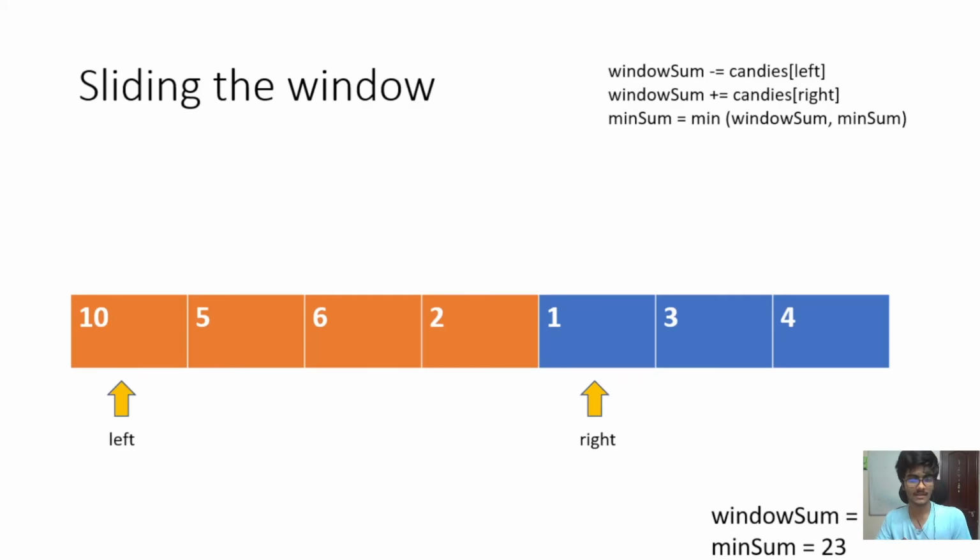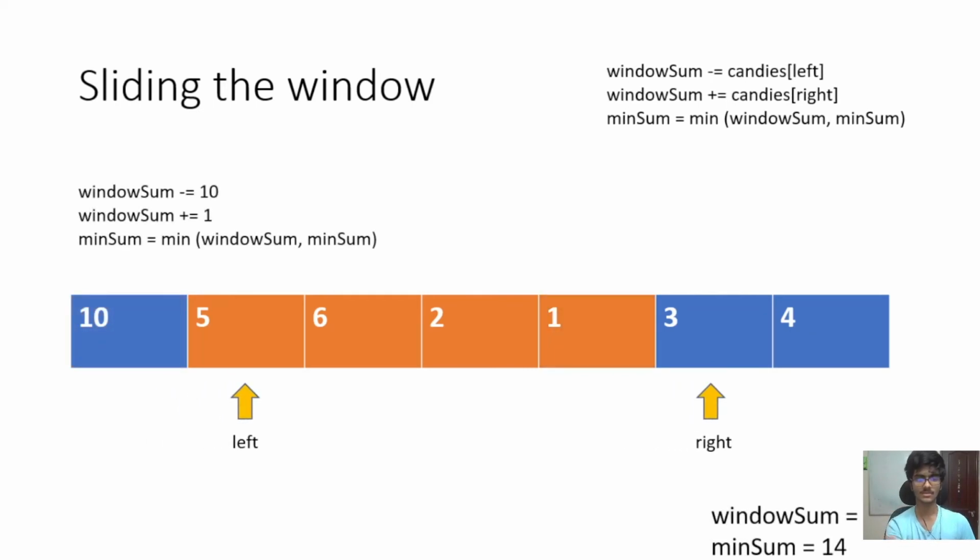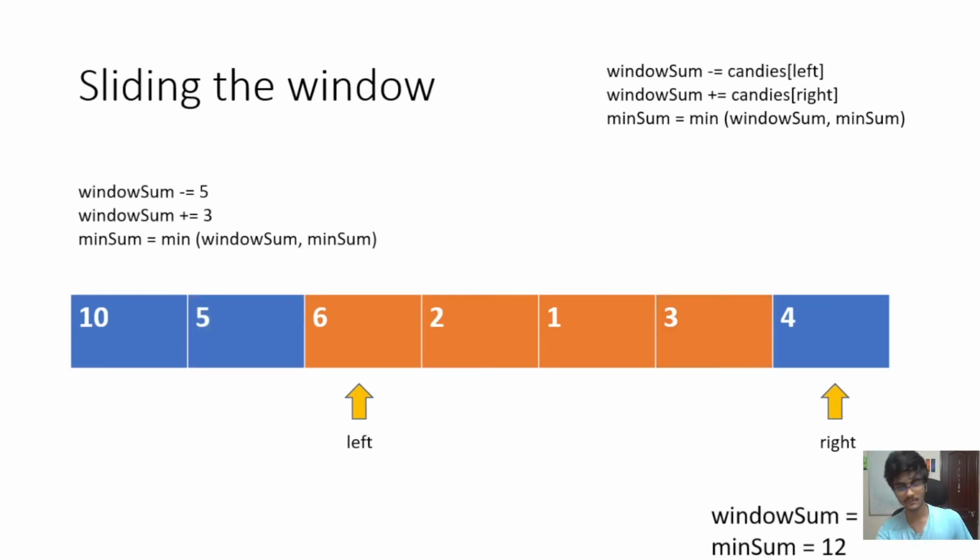So right now this window sum is 23 and the minimum sum is also 23. Now when we slide the window, this is what happens. So we subtract the first value that was on the left, which was 10, and we add the value that was on the right, so that is 1. And now the window sum becomes 14 and the minimum sum also becomes 14. Earlier the minimum sum was 23, and since 14 is less than 23, we have the minimum sum as 14. Now let's keep doing this. So right now the window sum is 12, and so the minimum sum is also updated as 12.